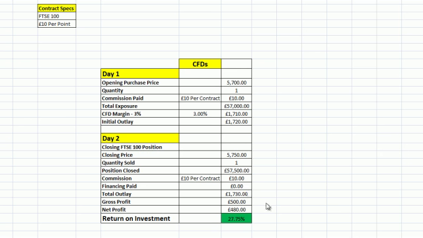Total outlay is now, because we're up to £20 obviously in comms, is 1,730 quid. Our gross profit's £500. Take off our commission of 20 quid, leaves us with £480 for that trade. So a huge net return on investment, I should say, of 27.75%.